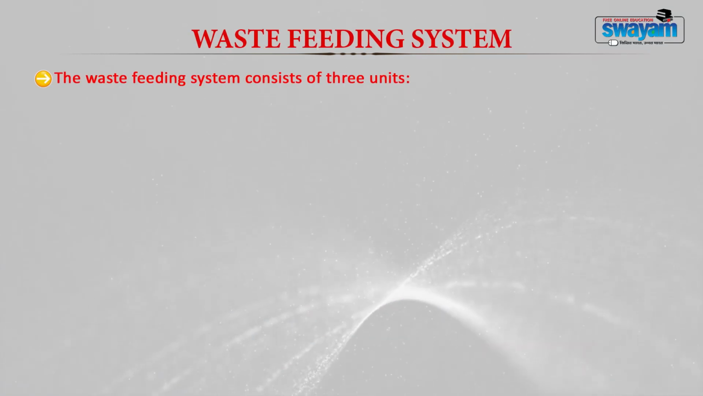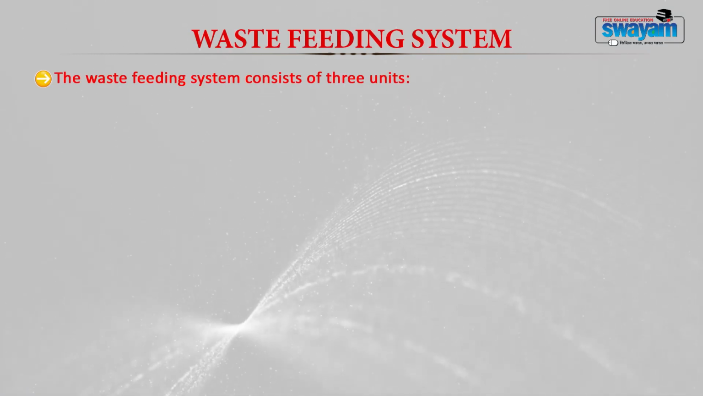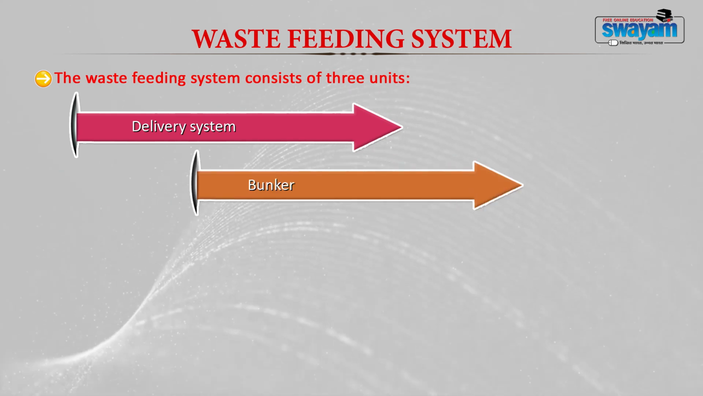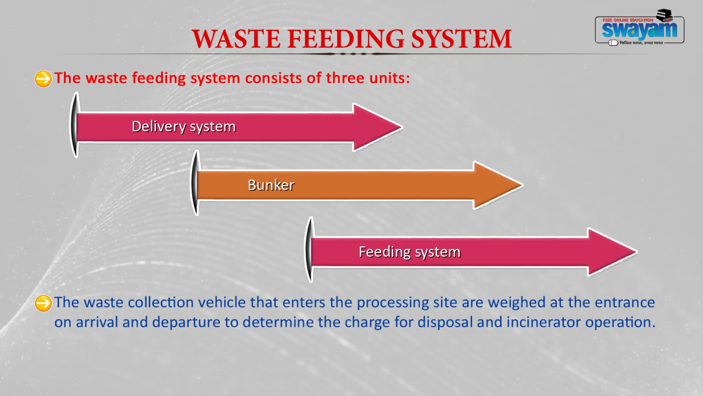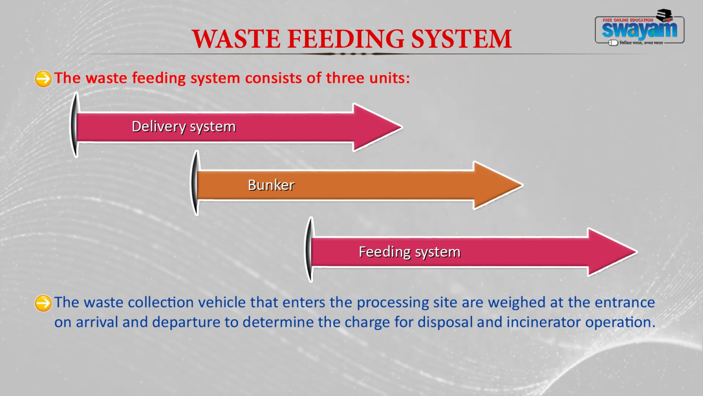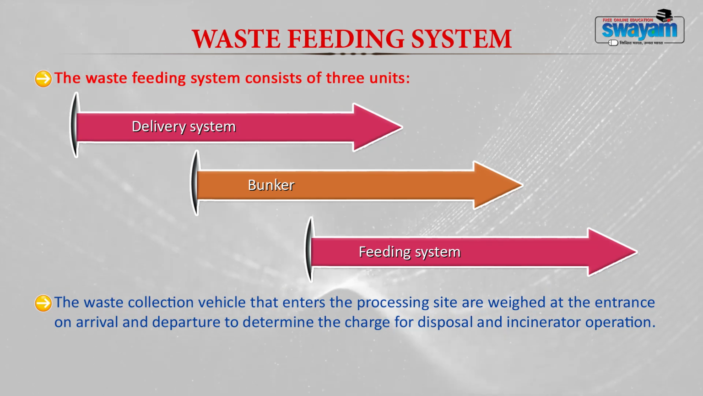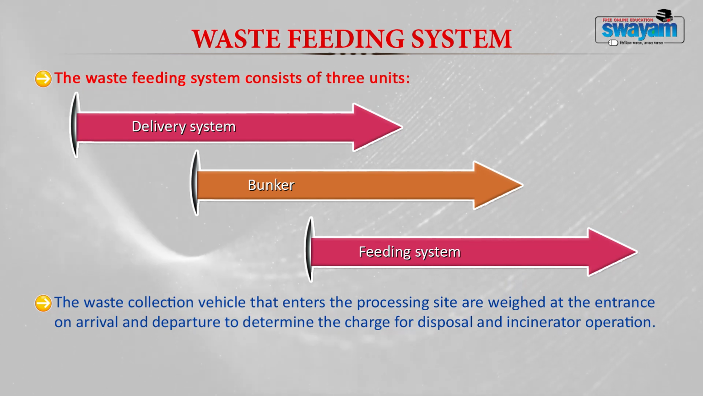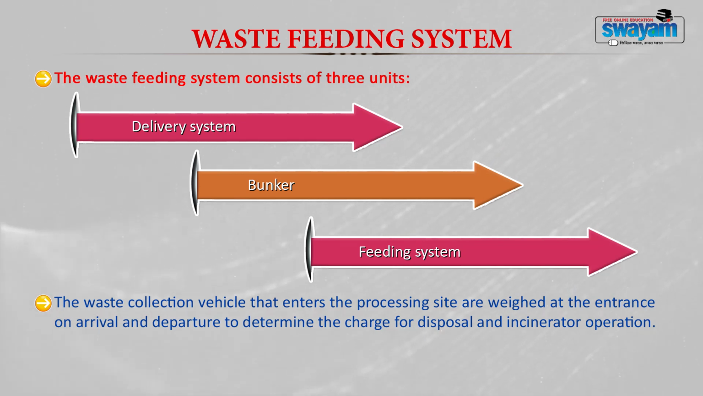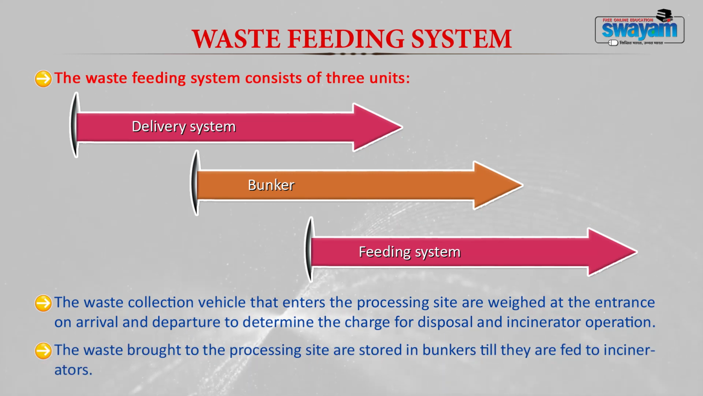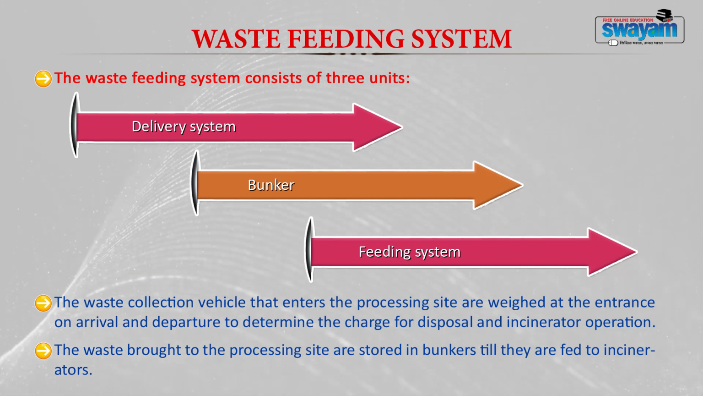A waste feeding system consists of 3 different units: a delivery system, a bunker and a feeding system. The waste collection vehicle that enters the processing site, the transfer station where the incinerators are fitted, will be weighed at the entrance, both on arrival and departure. This helps determine the amount of waste coming in for the incineration operation. The waste brought to the site will be stored in bunkers, and through the bunker it will be fed into the incinerators.